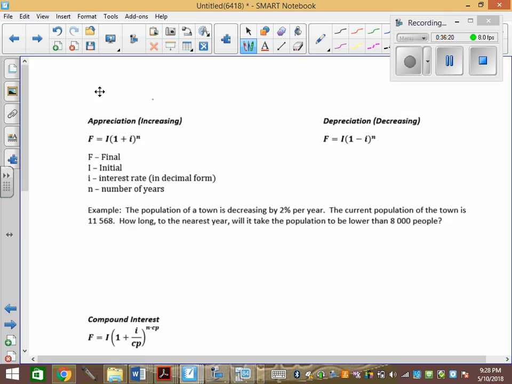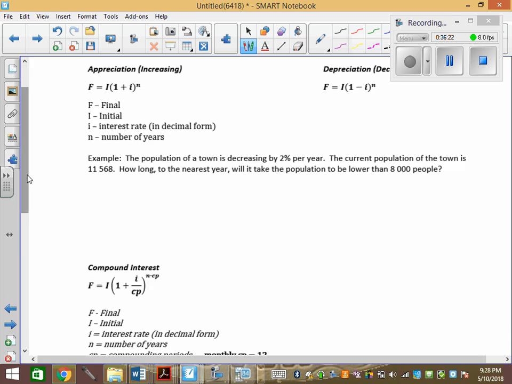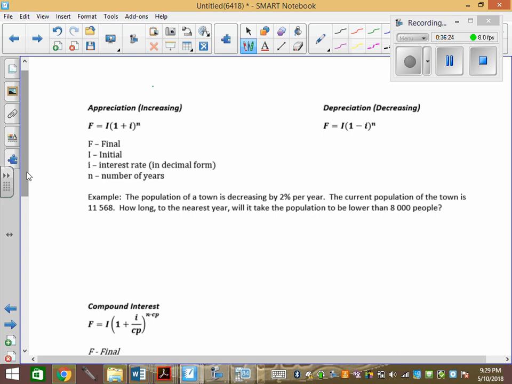Okay. We have 2 more left. Appreciation and depreciation. The only difference between the appreciation formula and the depreciation formula is if you're appreciating, you're increasing, so you're going to add the interest in decimal form. And if you're depreciating, you're going to subtract the interest in decimal form. And whatever's in that bracket is how much is left once you've done the 1 minus or the 1 plus. So, final and initial, F and I, the little i is the interest rate. It always has to be in decimal form, and N is the number of years.